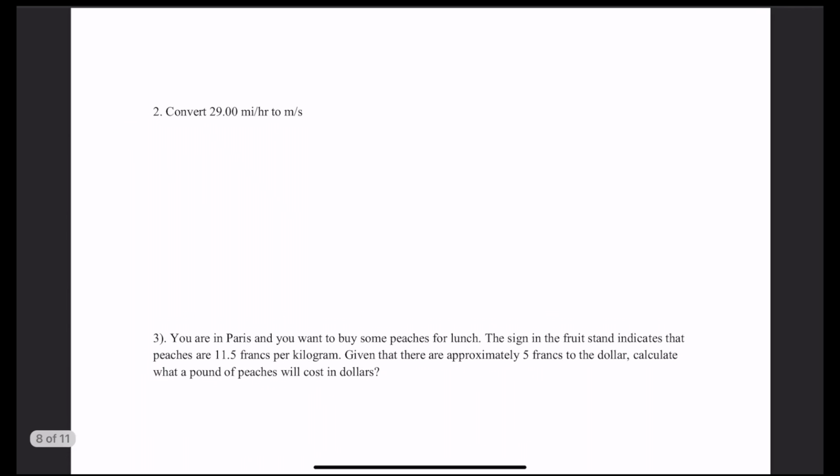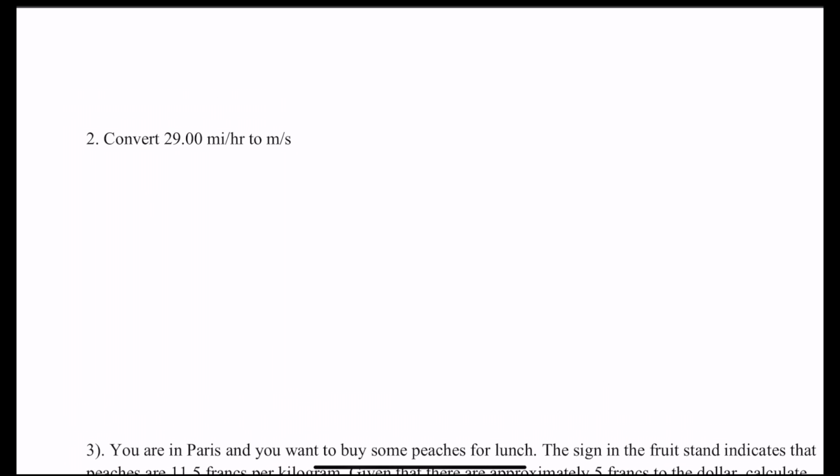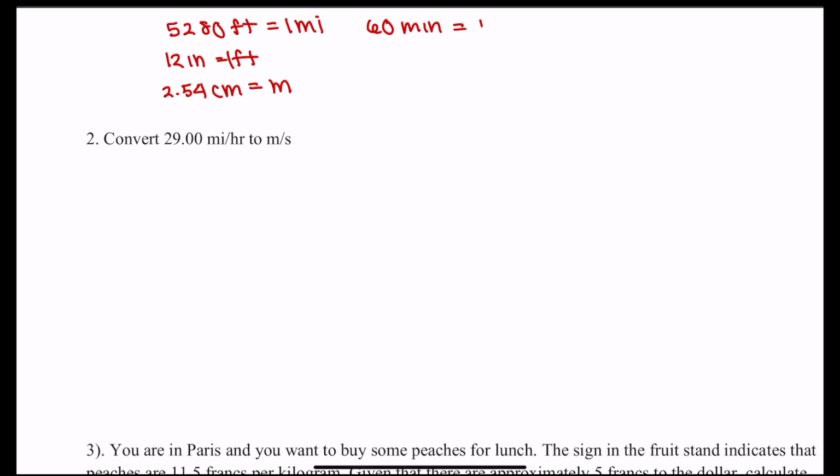That is a lot. So the units I'm going to give you is, there's 5280 feet in 1 mile. There's 12 inches in 1 foot. And then there's 2.54 centimeters in 1 inch. And then there's 60 minutes in 1 hour, and 60 seconds in 1 minute.